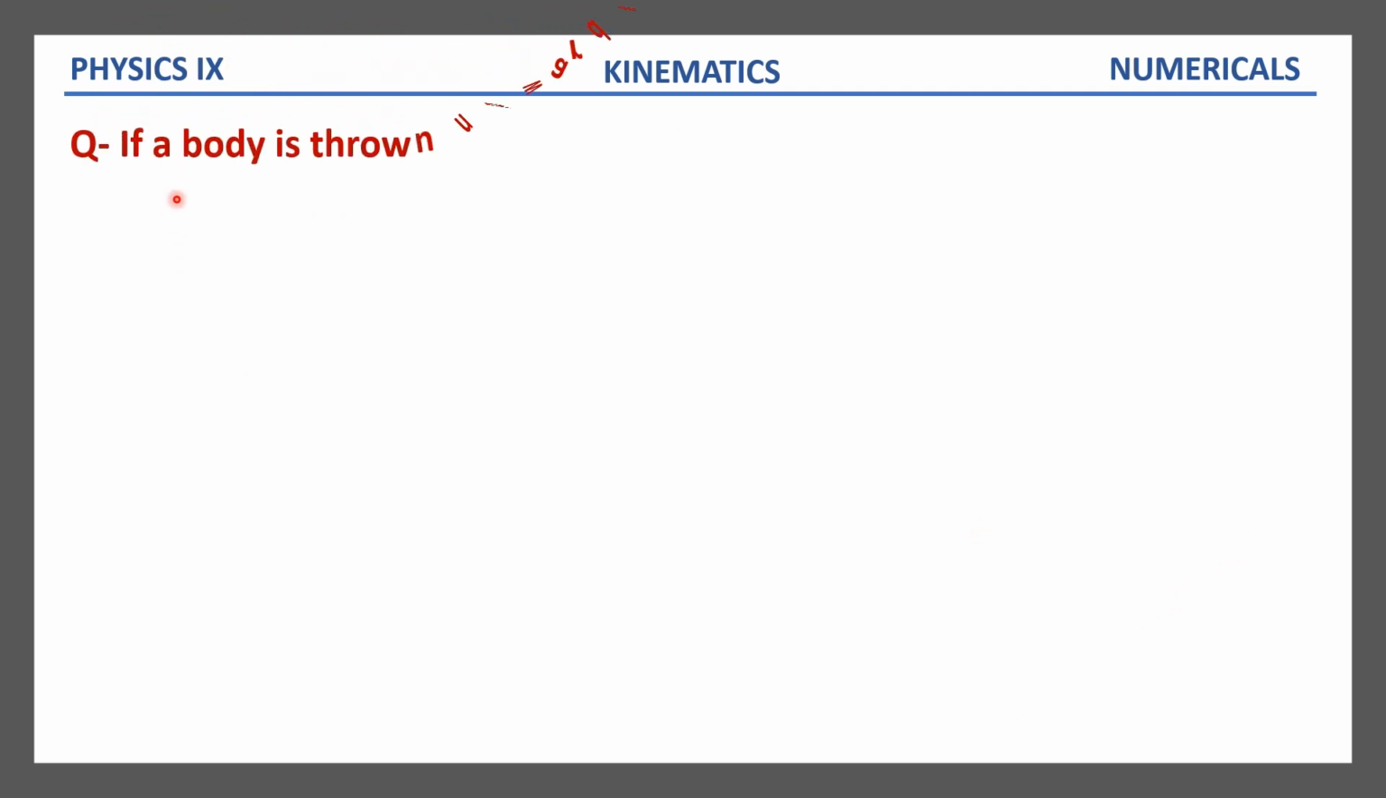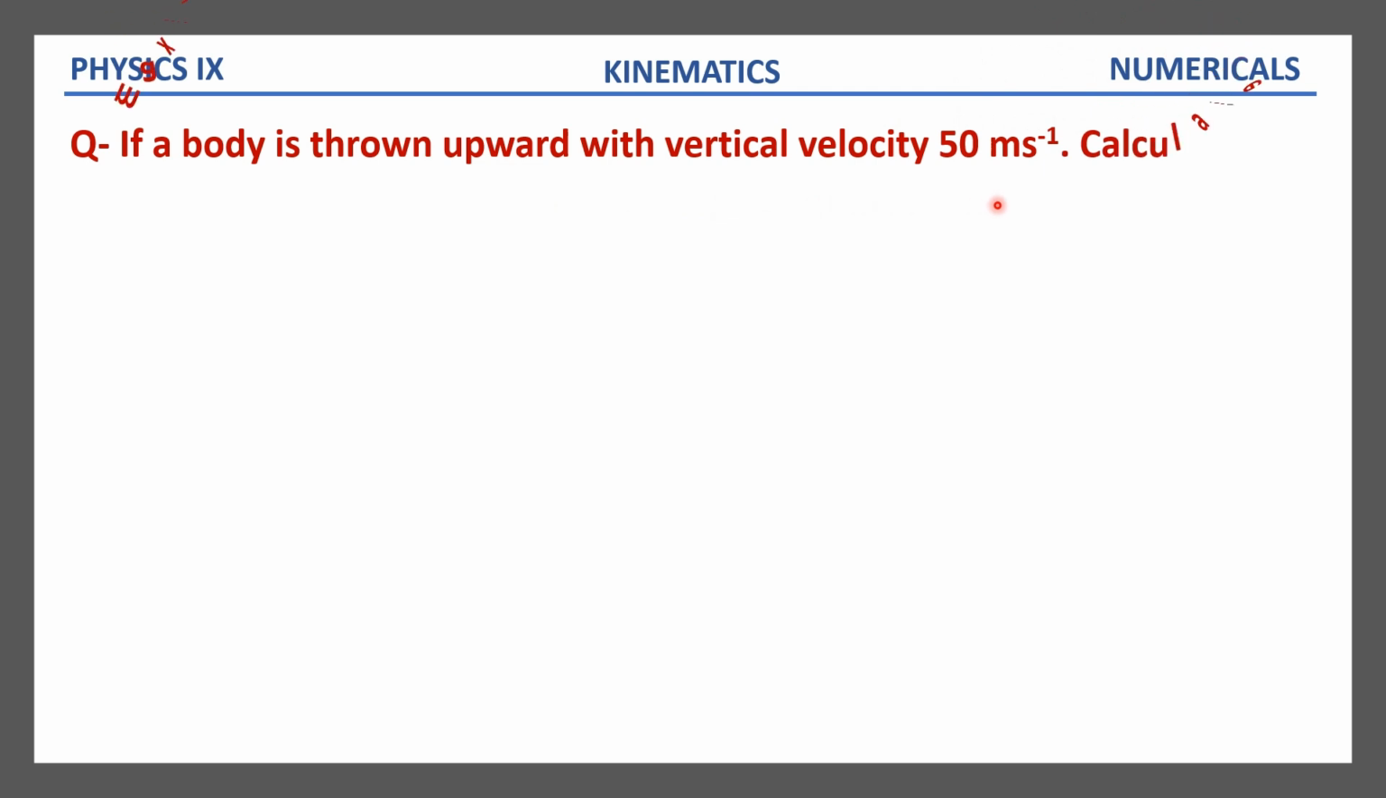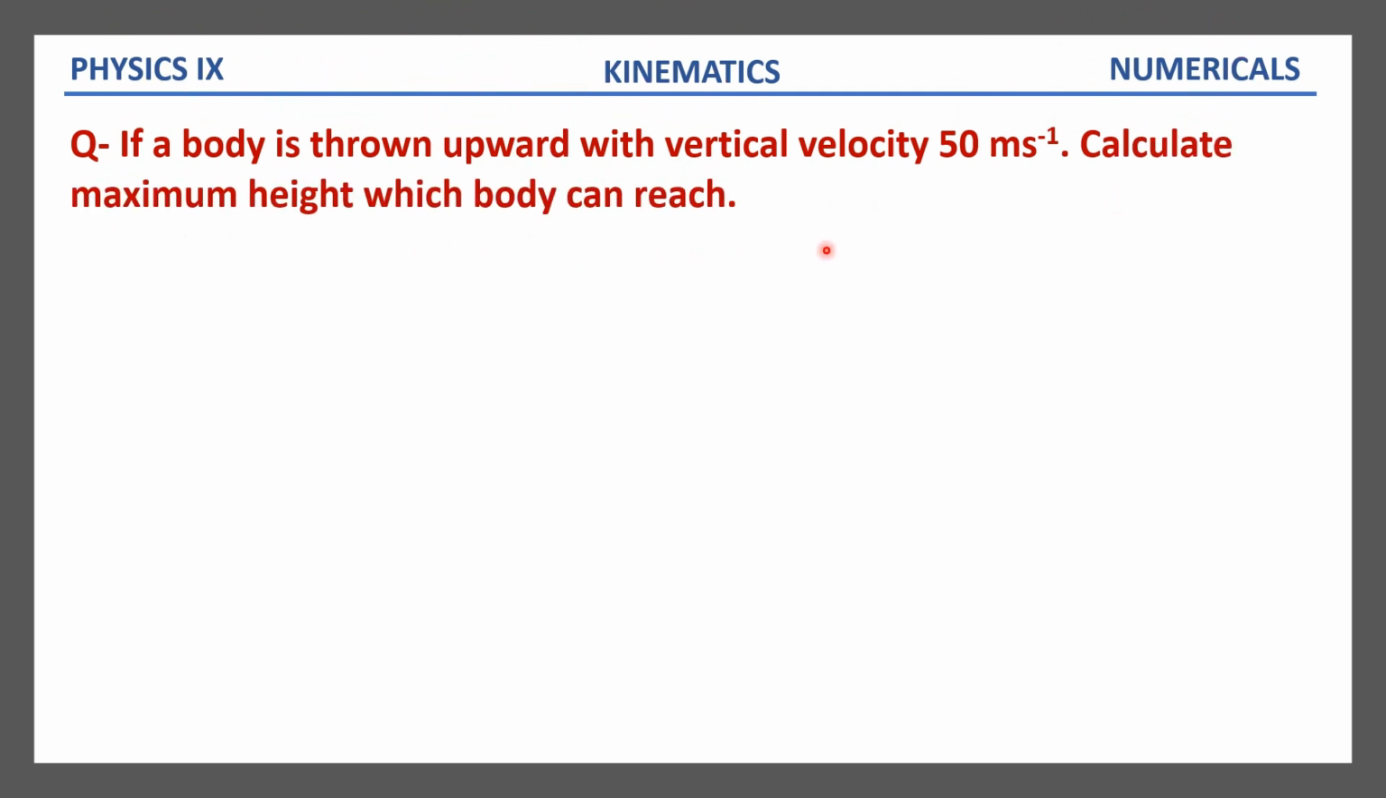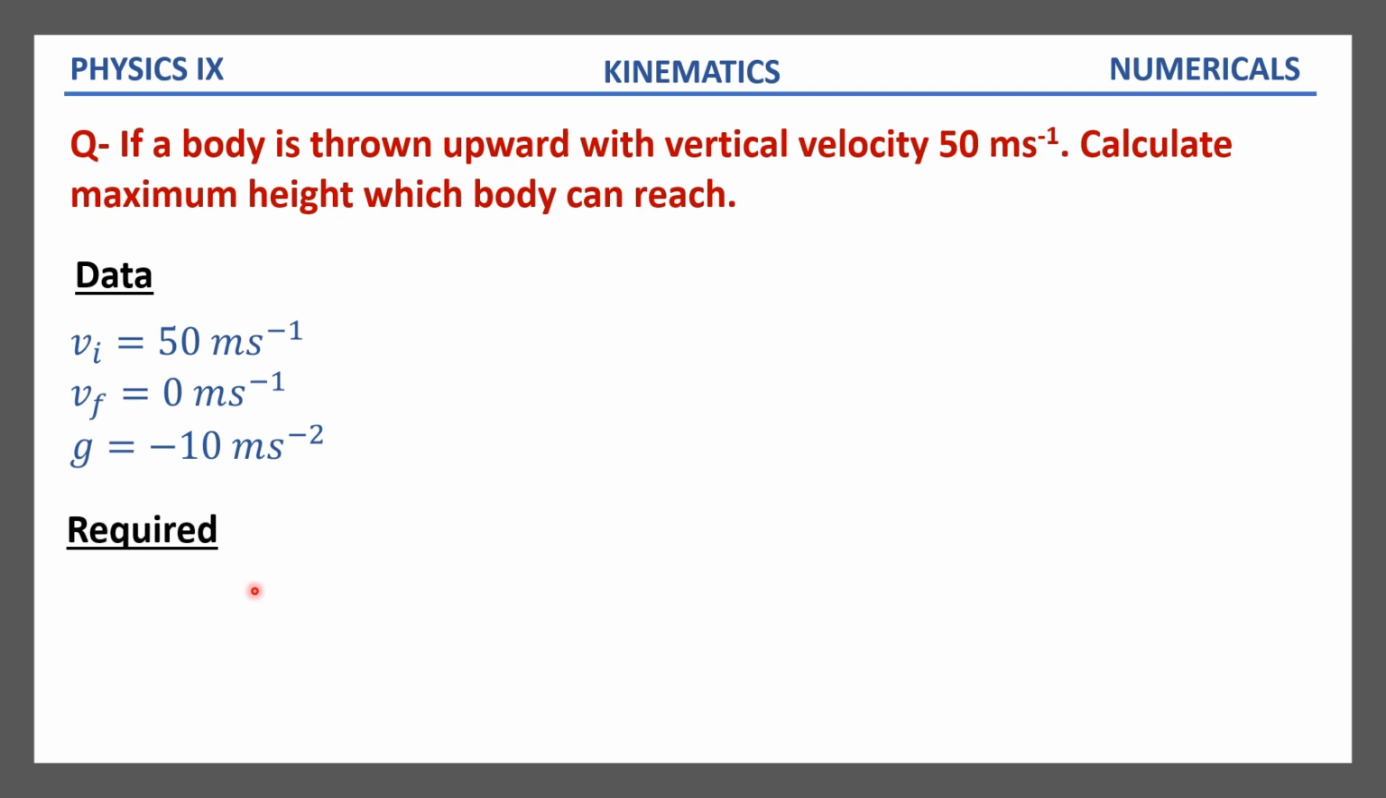If a body is thrown upward with vertical velocity 50 meters per second, calculate the maximum height which the body can reach. Finding the data. Initial velocity given is 50 meters per second. During upward motion, the final velocity at maximum height is 0, and the acceleration due to gravity while moving up is minus 10 meters per second square. We have to find the maximum height.